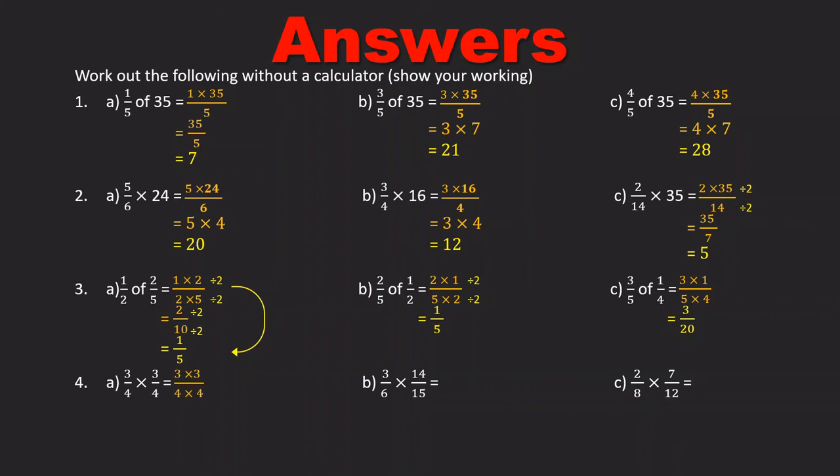Question 4, multiply your fractions together. I can't find a common factor, top and bottom, so I'm just going to multiply these through. 9/16. Question 4b, notice something before you do your multiplications. 3/6, that fraction could be simplified. That's the same thing as a half. A half times 14/15. We'll multiply the tops together. 14 times 1 is simply 14, and multiply the bottoms together.